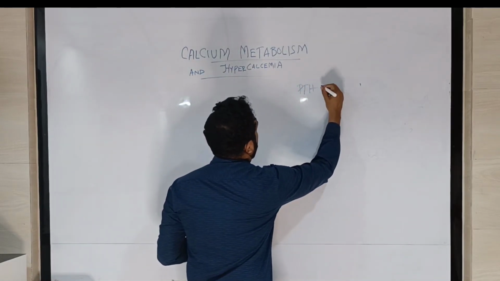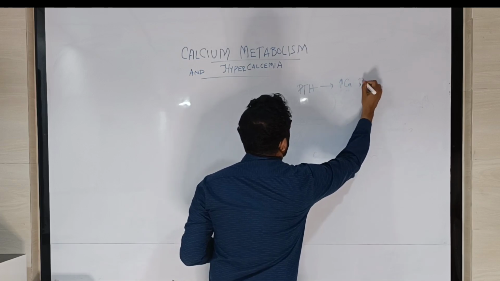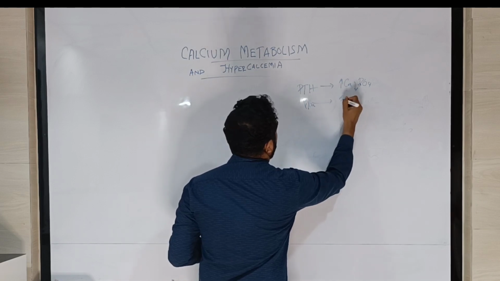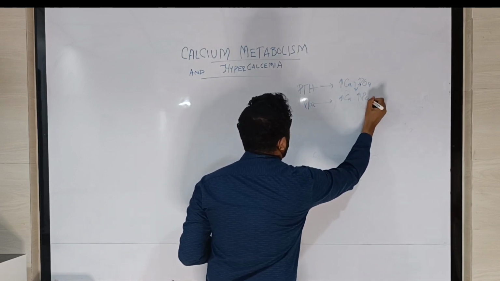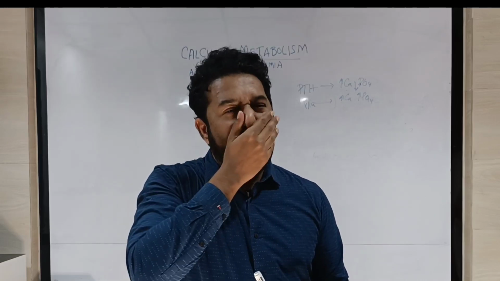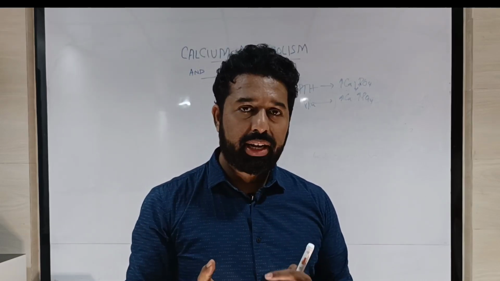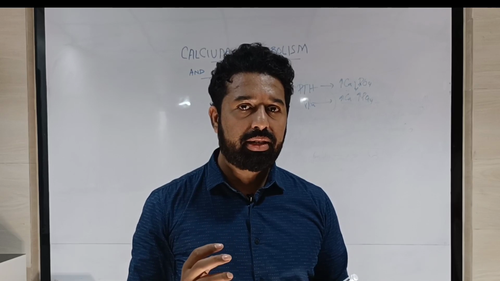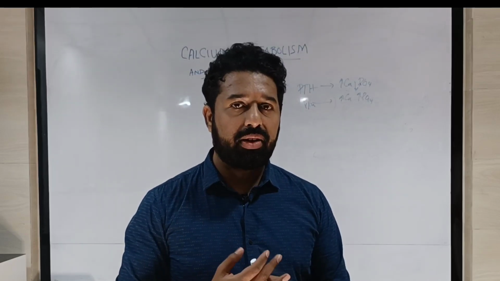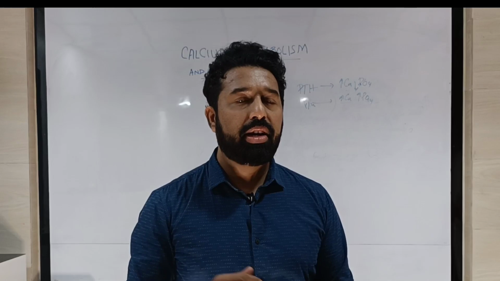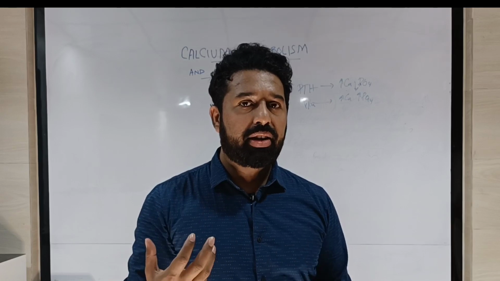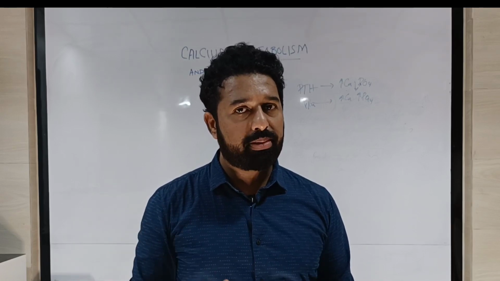Coming back to our point, parathormone causes increased calcium and reduced phosphate, and vitamin D causes increased calcium and increased phosphate. I'll give you a small briefing of what I've told so far. Both vitamin D and parathormone act on the intestine, bone and kidney. It is 1-alpha hydroxylase which activates 25-hydroxycholecalciferol to 1,25-dihydroxycholecalciferol, and it is 1,25-dihydroxycholecalciferol which expresses calbindin and causes calcium absorption in the gut.